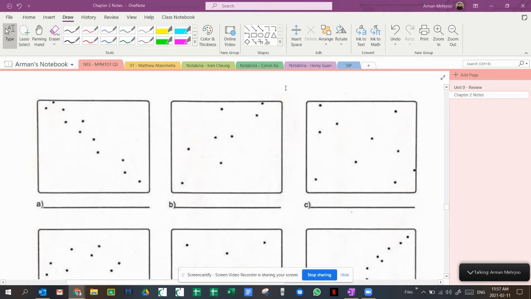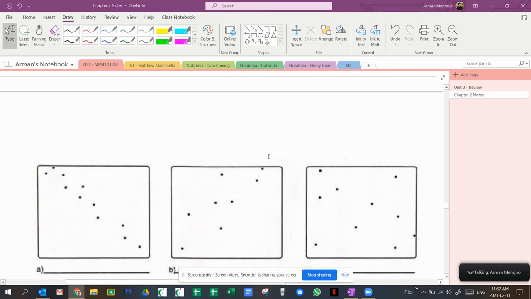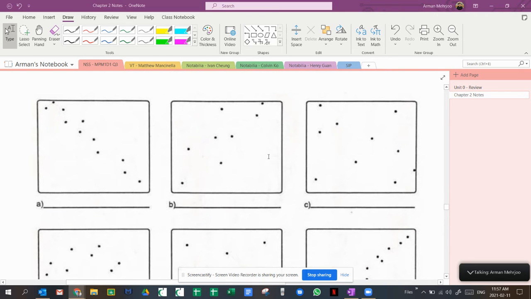All right, so you'll recognize this from our notes. We have a couple different graphs, and we want to either draw a line of best fit or a curve of best fit. Sometimes we might not be able to draw either, but let's see how we do.